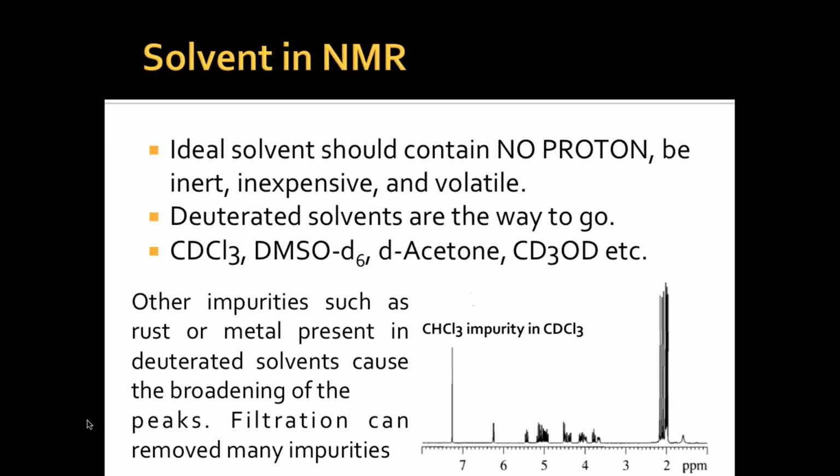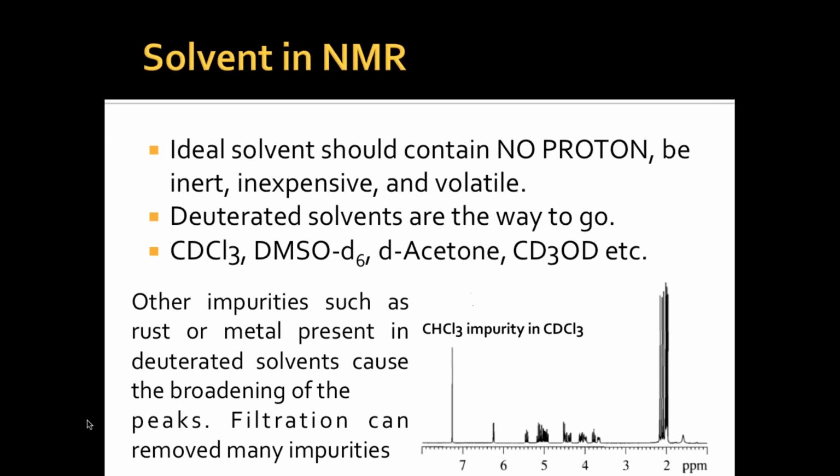Now you know the basic things: it should not have protons, it should be inert, should not react with your compound, it should be inexpensive and volatile. Now what is the solution? Deuterated solvents. Now what is a deuterated solvent? A solvent where the proton is exchanged with deuterium.